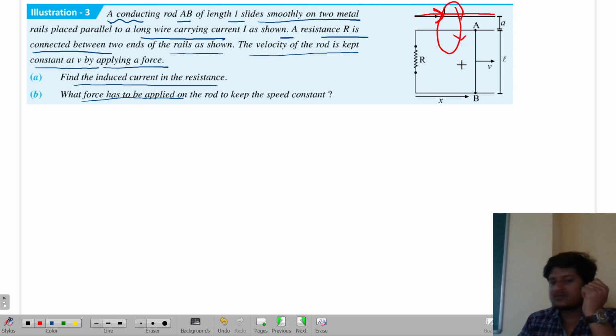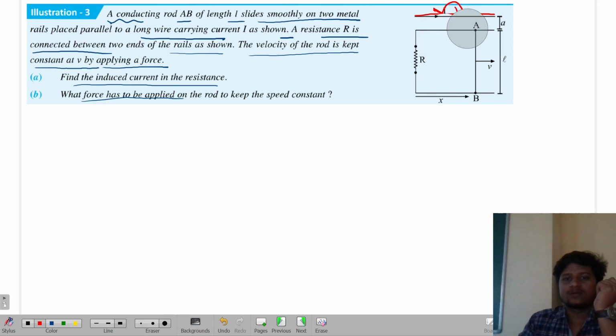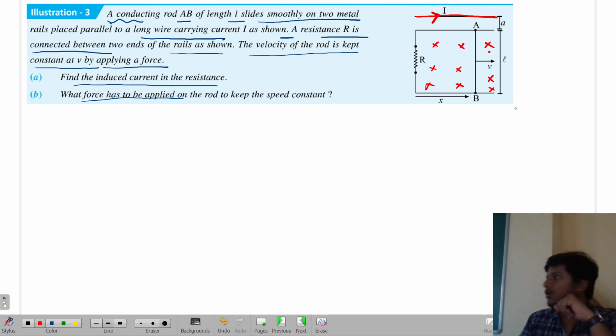Yes or no? Guys, so look over here. Try to understand: this particular current carrying wire is responsible for some kind of magnetic field over here. So this magnetic field will be again inside it. Got it or not? Yes or no?